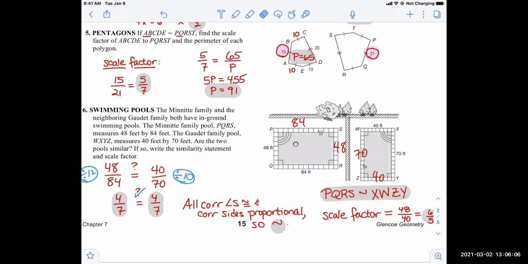So here are two pools. Are rectangles always similar to each other? In other words, do rectangles have to have the same size and shape? Sorry, do they have to have the same shape? They don't also have to have the same size. Do all rectangles have to have the same shape, meaning proportionally, are they the same?